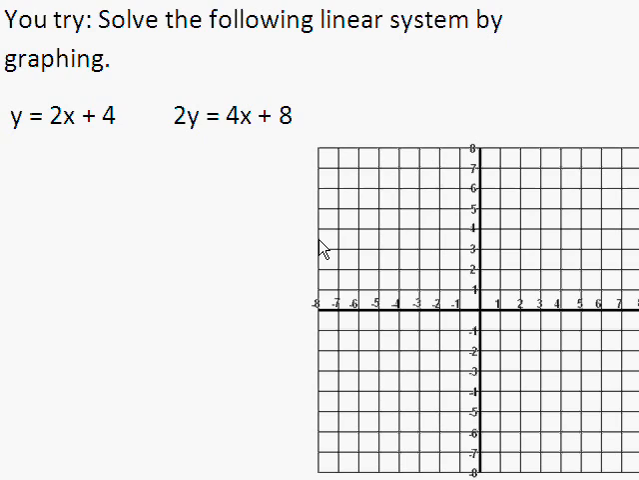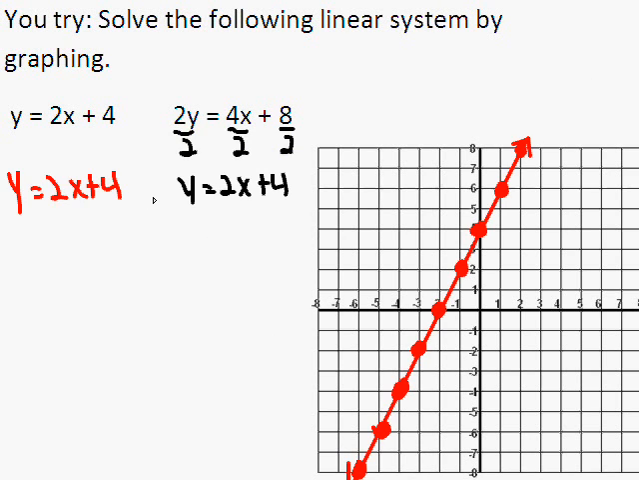Again, go ahead and try to solve this linear system on your own, pressing pause. When you're ready to see the answer, please press play. I went ahead and graphed the first graph in red, and I made the dots really big because I want you to see something. As I graph the second equation, y equals 2x plus 4, I plot my y-intercept, which is 4, I go up 2 over 1, up 2 over 1, or I go down 2 to the left 1, and keep going down 2 to the left 1.